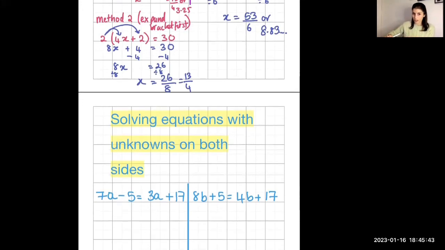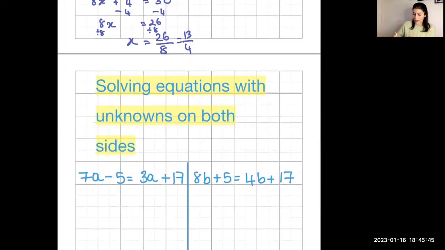So in the first example, we have 7a take away 5 equals 3a plus 17. I want to move the a's onto one side. So I'm going to take the smaller one and I'm just going to subtract it because it's a positive 3a there. So that my left-hand side then becomes 4a minus 5 equals 17. If it was a minus 3a on that right-hand side, you would add it. Okay, so whatever sign it is, you do the opposite.